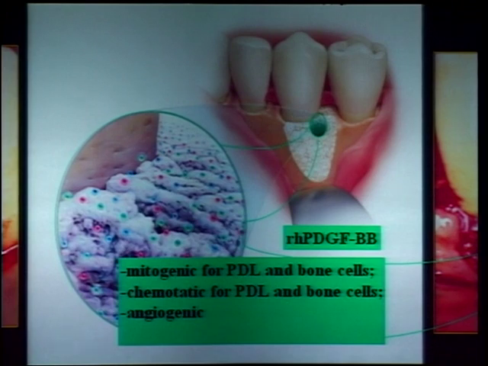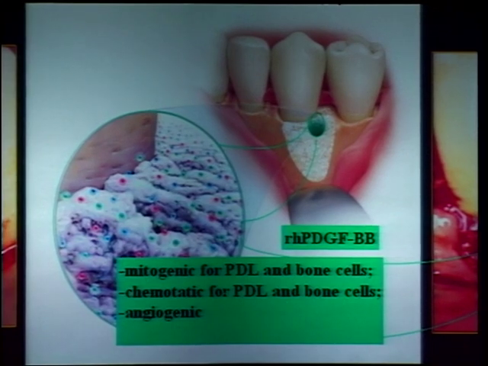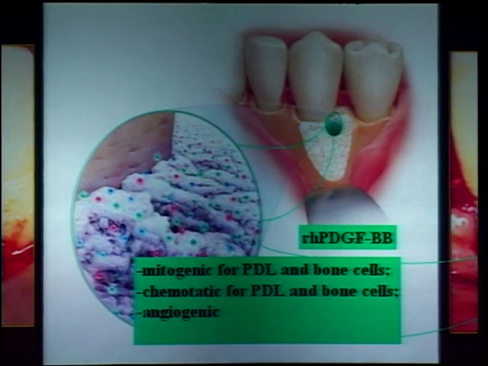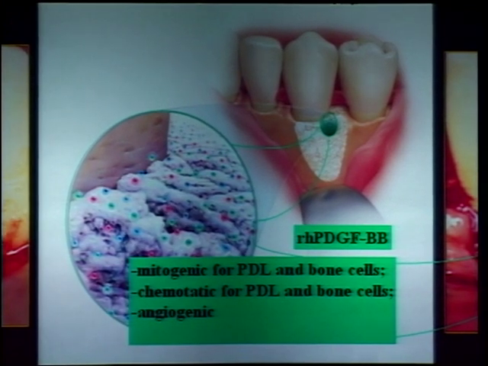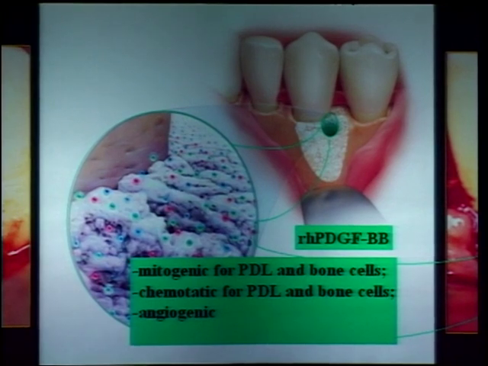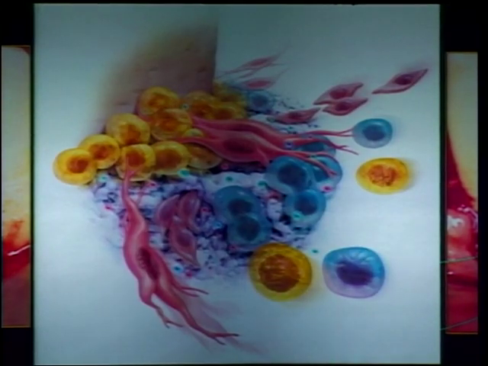We also have the recombinant PDGF, which is mitogenic. It stimulates PDL in bone cells, and it attracts PDL in bone cells into the site. And it also has some interesting angiogenic components. It stimulates and facilitates the ingress of blood vessels into this area. So we have a lot going on at the cellular level at the bone to graft interface.